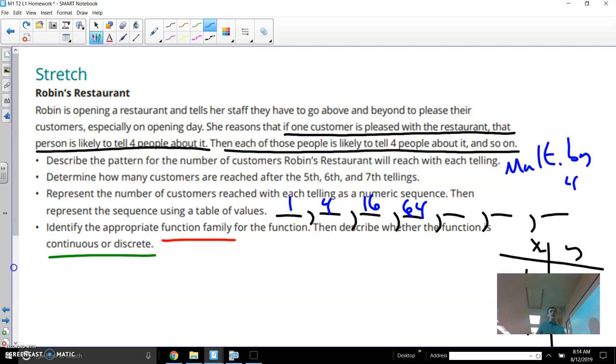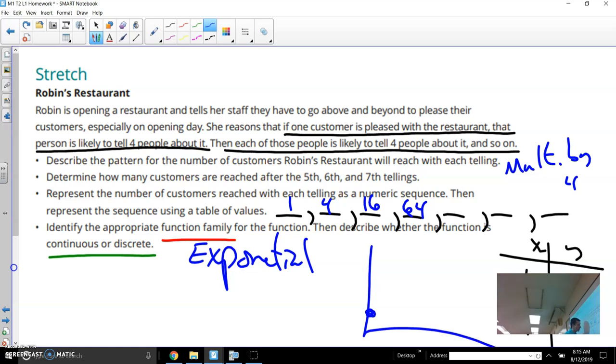And so if we're thinking about the function family, we think about the ones that we had from last week. We had linear, we had quadratic, we had exponential, absolute value, and piecewise. So if we had to think about which of these it would fall under, you can kind of back the tape up a little bit and hear me say that it was under exponential. Okay, you started with 1 person, and that's rapidly going to grow really quickly. And it's because of this multiplication by 4 every time.